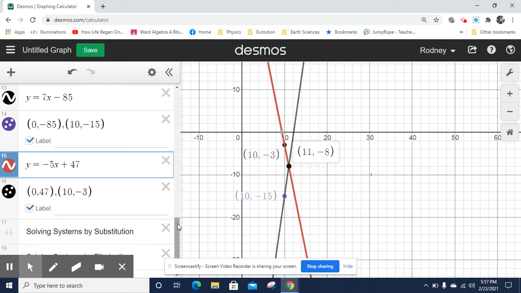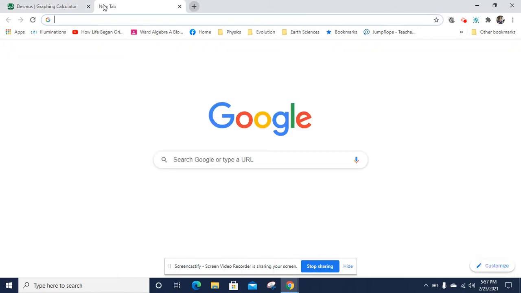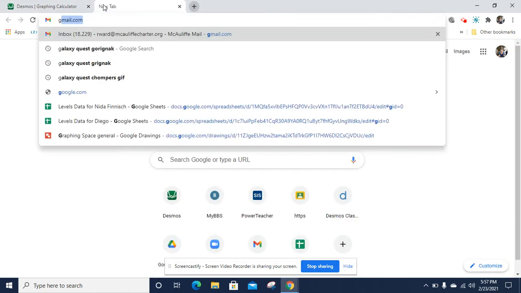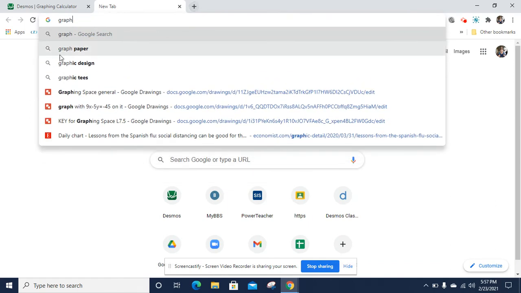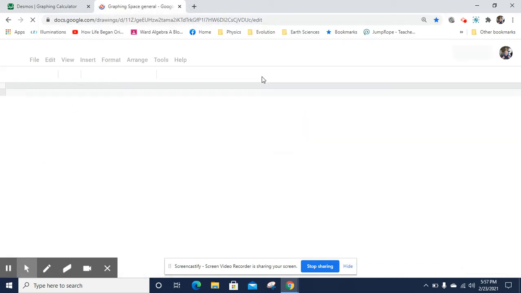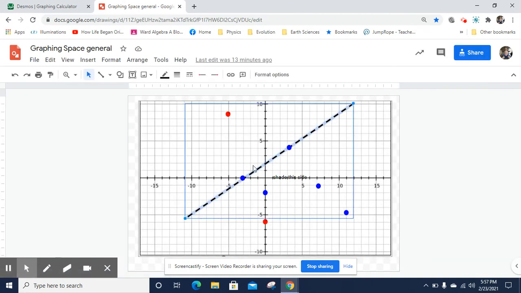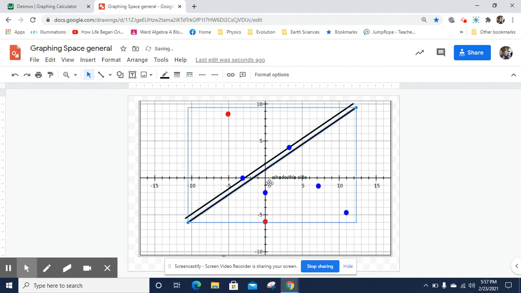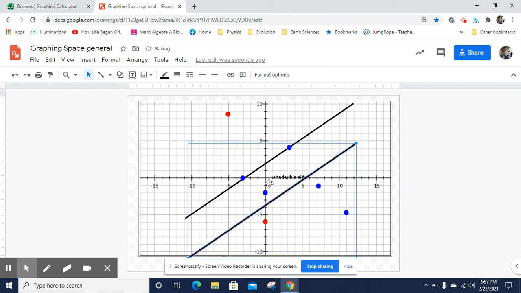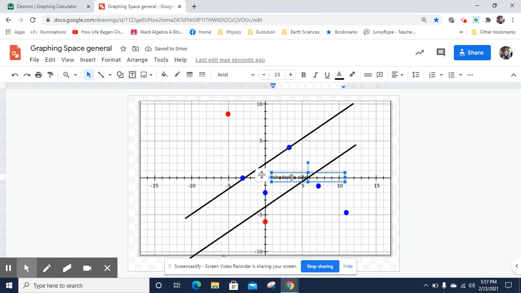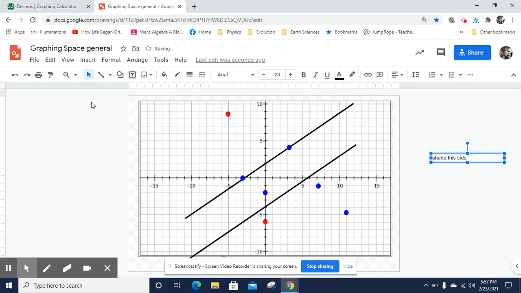What you'll need to be using, of course, is the graphing space. So I'll go to graphing space general here, open that up. So you'll be needing to use this. Okay, and I need to change that to a solid line because currently we're dealing with equations, and I'll make a second one since we're going to need a couple of them. Won't need to worry about shading anything for now. So I'm going to move that out of the way.